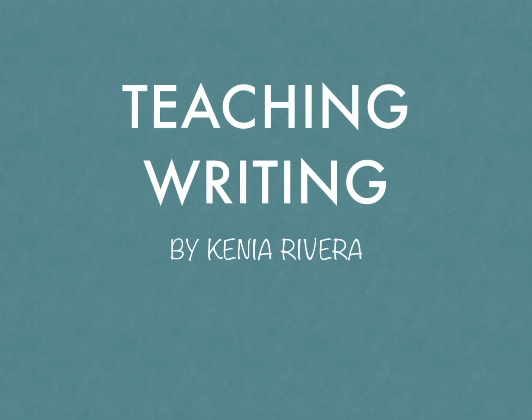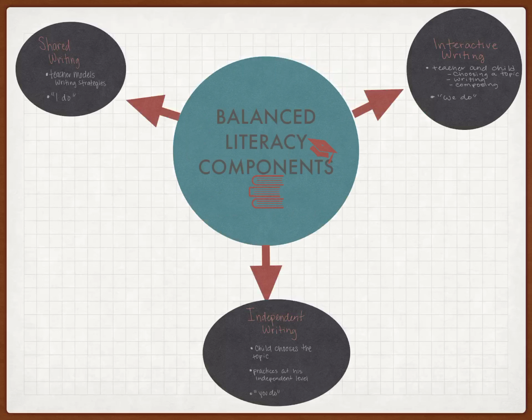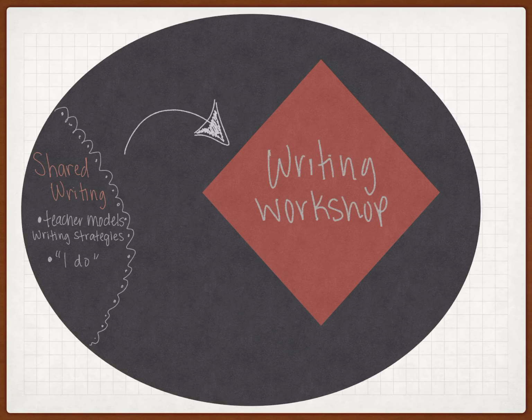All right, teaching writing. So I'm going to first connect it to balanced literacy. So balanced literacy includes shared writing, interactive writing, and independent writing. So let's begin with shared writing. In shared writing, the teacher models a writing strategy. This would be an I do. And so she has her mentor text, and she shows whichever aspect of the writing strategy she wants to teach.